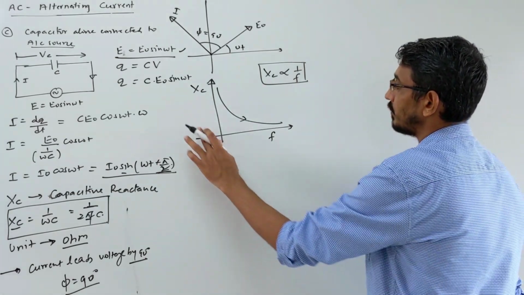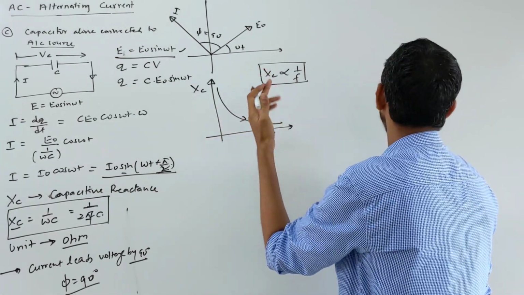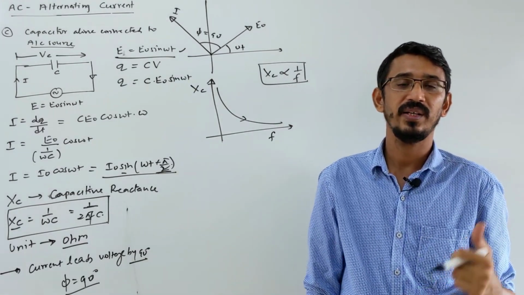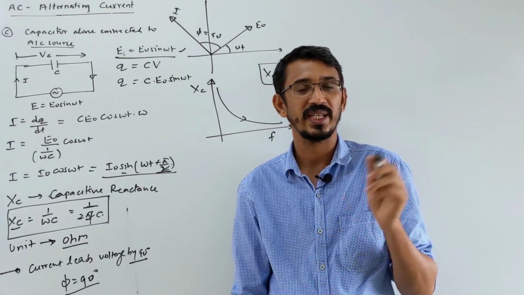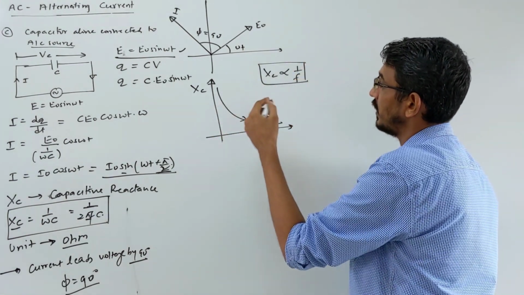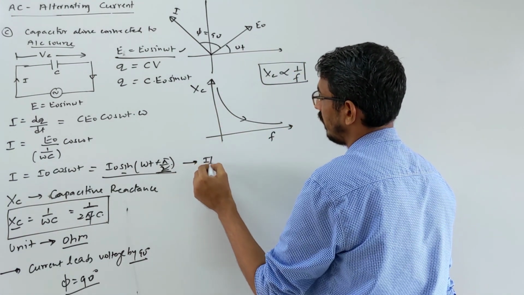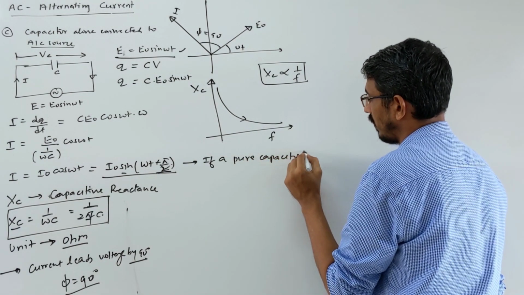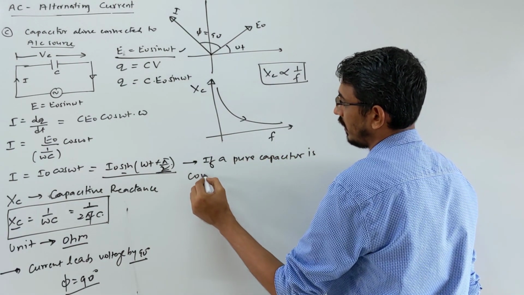Okay, now look here. As I told you last time, if an inductor is connected to a DC circuit, what happens? You learned that it offers zero resistance, XL becomes 0. Now what happens here? See here, if a pure capacitor is connected to what?